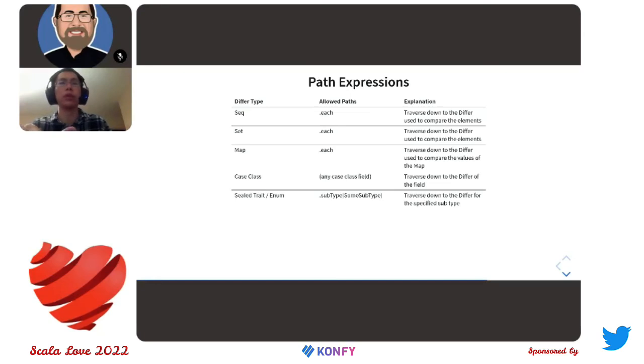For maps, you can configure how the values are diffed by calling .each on it as well. For case classes, you can change how a particular field is diffed. And you can also configure how a particular subtype of a sealed trait, aka enum in Scala 3, is diffed by using the subtypes. You can traverse down the differ into the differ of the subtype and change it.